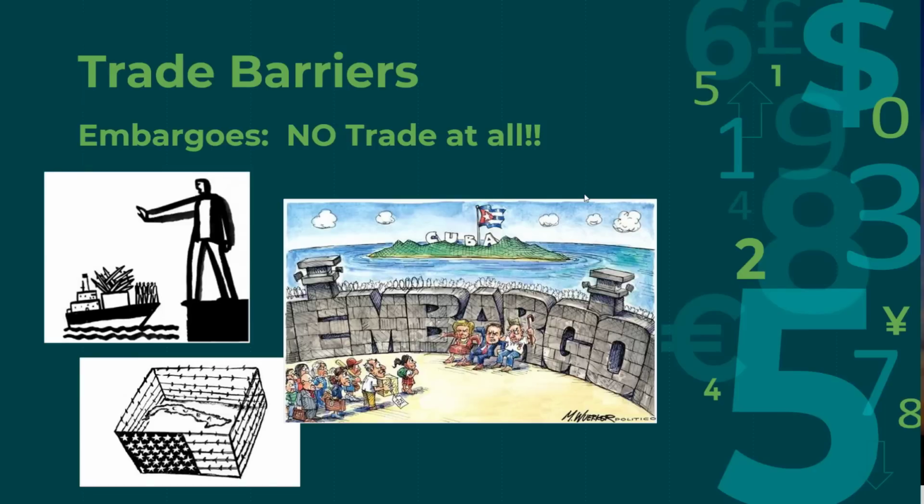So our final trade barrier is embargoes. That means there's no trade at all. The U.S. has a long-standing, and we will talk about this later in the year, but a long-standing embargo against Cuba. We'll talk about why and all of that.